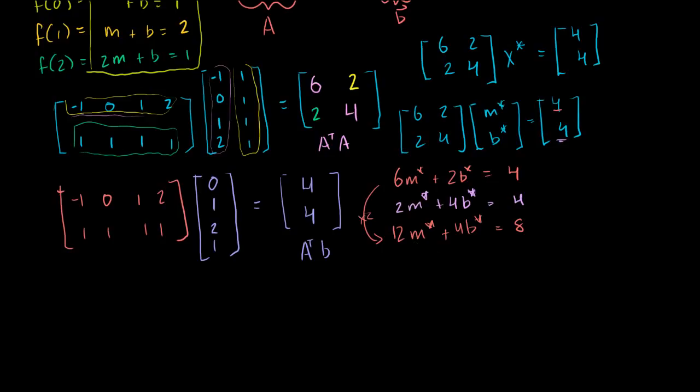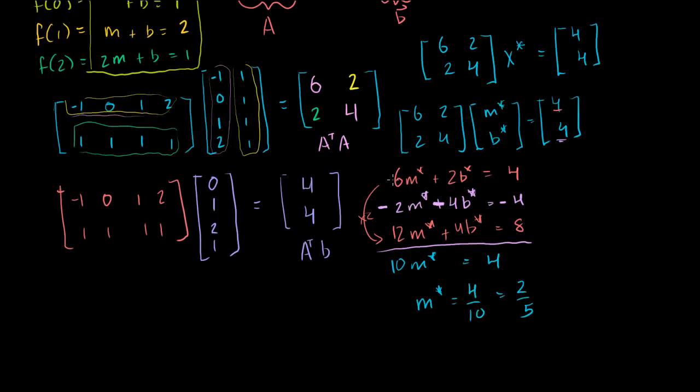Now let's multiply this magenta one by negative 1. So this becomes a minus, this becomes a minus, that becomes a minus, and now we can add these two equations. So we get minus 2 plus 12m star, that's 10m star. And the minus 4b and the 4b cancel out, is equal to 4, or m star is equal to 4 over 10, which is equal to 2/5.